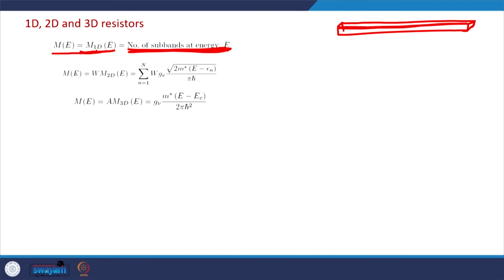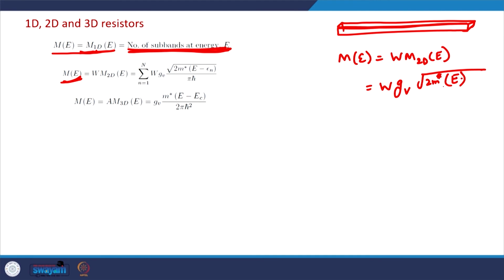In a 2D conductor, the number of modes is given by this expression. Modes M(E) in a 2D conductor is given as W times M2D(E), or it is written as W times GV times the square root of 2m star E, or generally like this, if GV is the valley degeneracy. But now with subbands we need to modify this expression like this. We need to sum over all possible subbands, and in addition we need to introduce this energy term here in the square root as well.